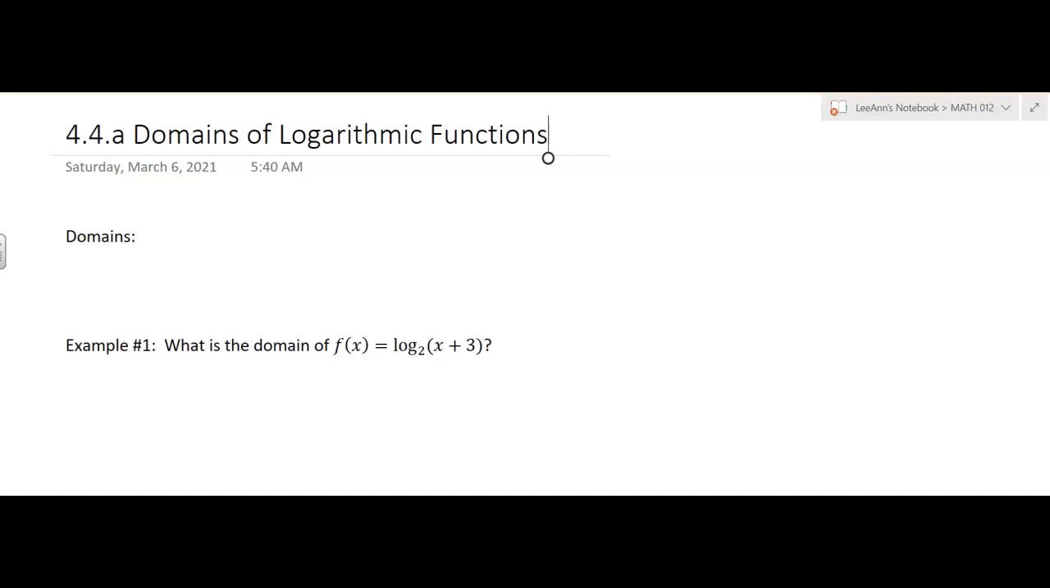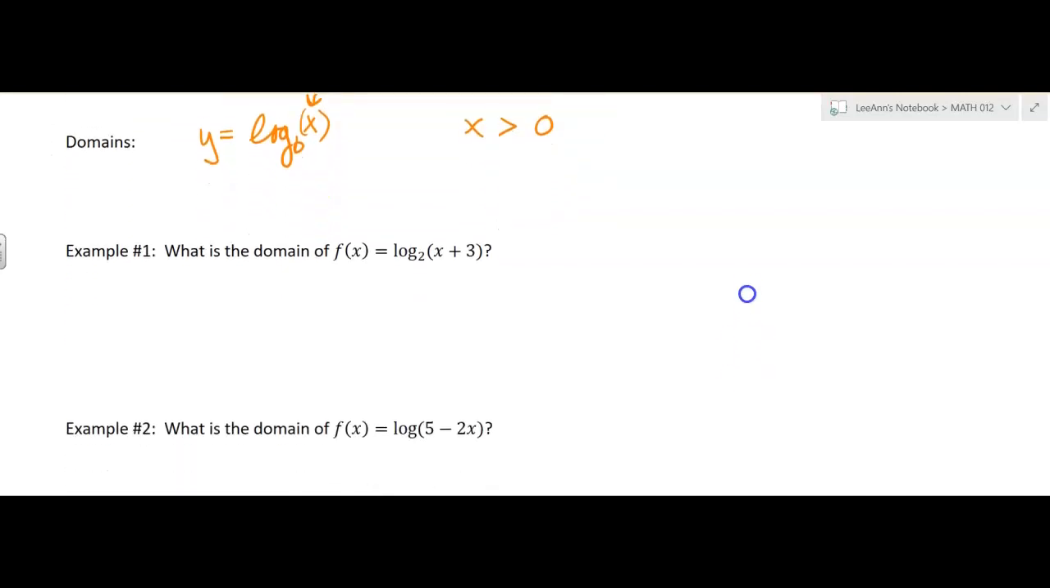So you might remember we had something like y equals log base b of x, and we said x has to be greater than 0. So when we were writing that function, we needed to recognize that the argument has to be greater than 0. So that's a restriction we have on the domain.